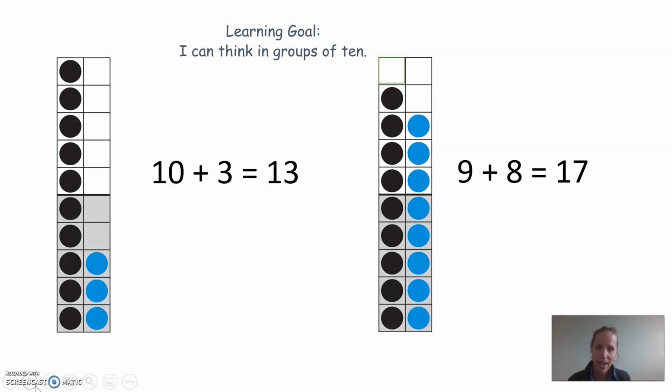But this one doesn't have a group of 10. So we need to think in groups of 10. If you're thinking this, moving that 8 over to make 10. So when I say 8, this part of the 8, you're moving it over. And you're then thinking in groups of 10. That's the same as 10 and 7 makes 17. So it's the same total, but it's just thinking in groups of 10 in your head.